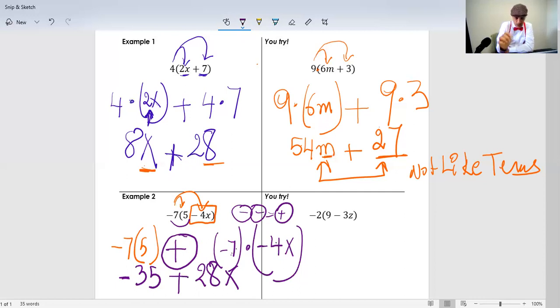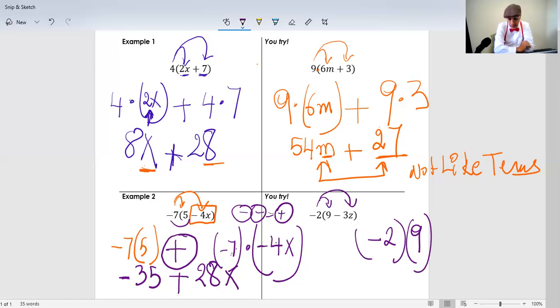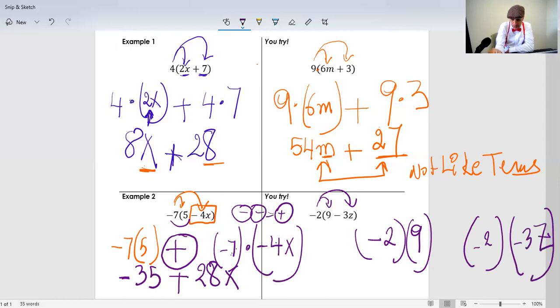All right, so let's do the next one. Same thing, distribute. Let's start with the first one. So minus 2, you can put it in a parenthesis, times 9. Parentheses are free when you put them around the single digit. And then the next one, again, minus 2, and take the sign to the left of that, minus 3z. And pluses are free, again.